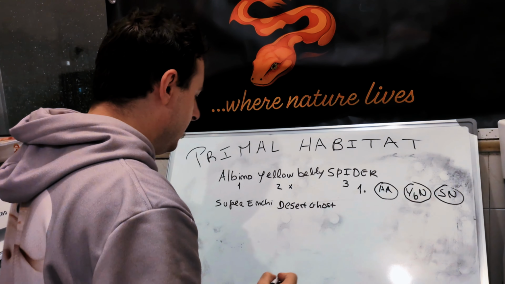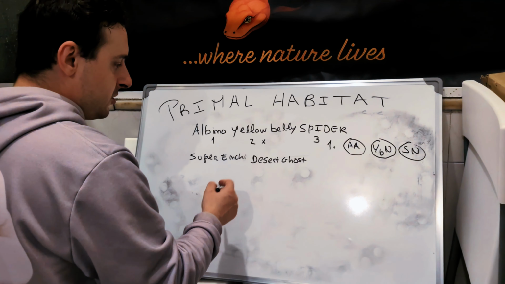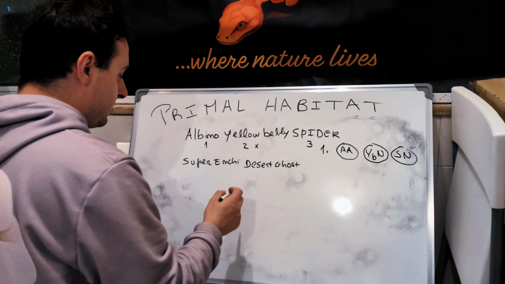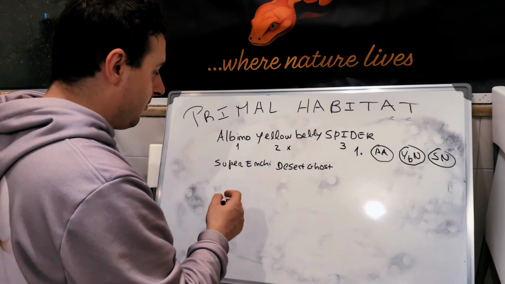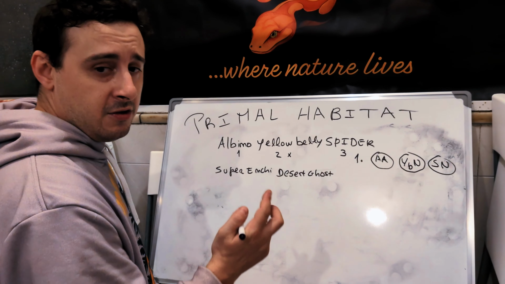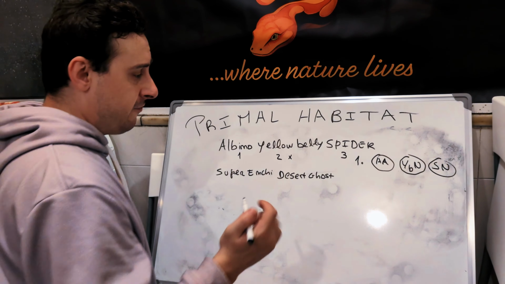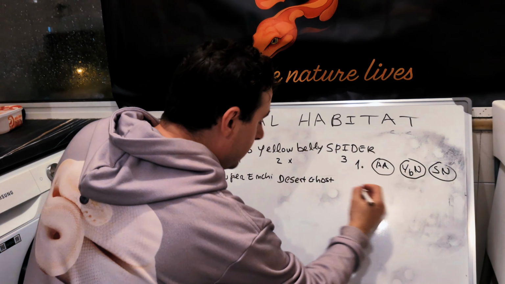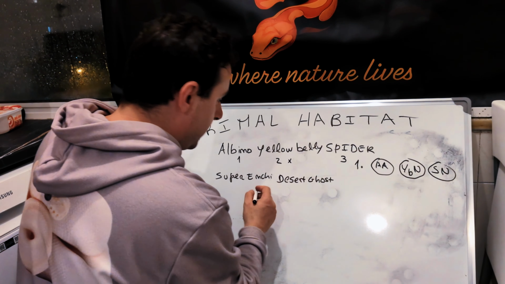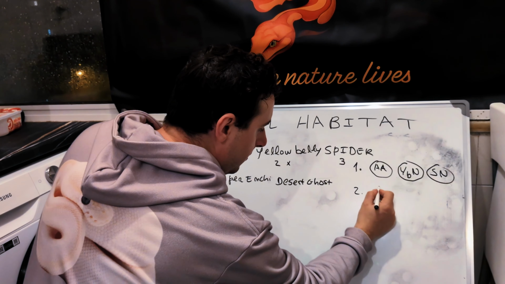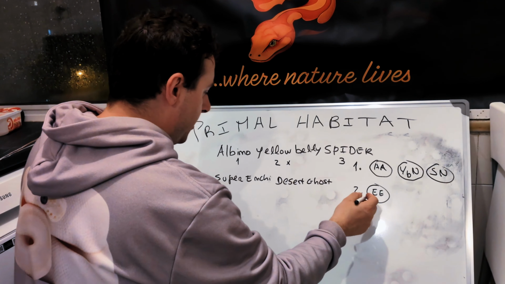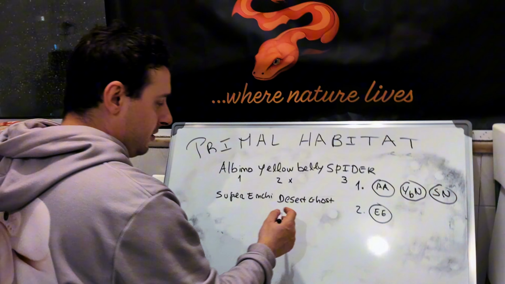And snake number 2, we know that she has two genes, one for Enchi and another for desert ghost. So we know that Enchi is a codominant genetic trait, and in her case it is a super Enchi. So we know that it has two alleles of Enchi to produce a super form, like in all codominants. So the first gene for this second snake will be E, which means super Enchi.